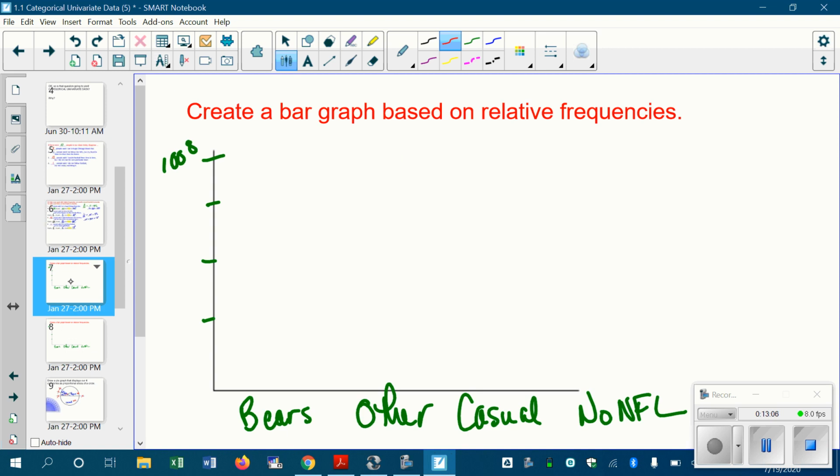The other thing that you can make is a bar graph. I asked you here to make a bar graph based on relative frequencies. This is the fancy name given to base things off of percentages. Relative frequency means percent. So I'd like you to take a minute here. You can see I already have the labels at the bottom. I know I need labels because this is categorical data, so I need the categories. So at the bottom, I have the Bears, another team, casual viewer, don't like the NFL.